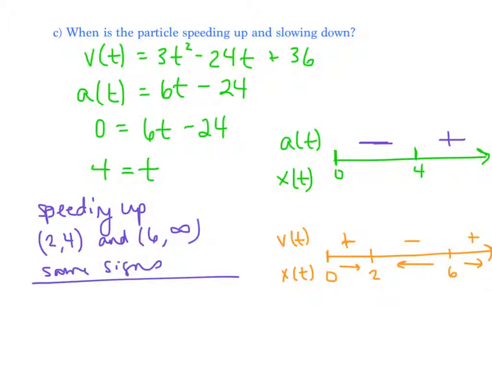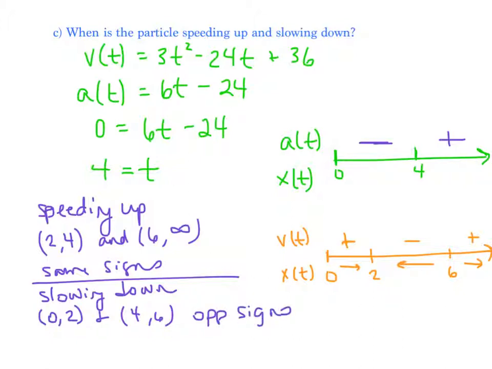Then I can say that the particle is slowing down. That would be when they have opposite signs, so between 0 and 2 and between 4 and 6. And again, I want to tell why that is, so I'd say opposite signs or different signs. If you look at my conclusion here, I'm telling what the conclusion is, that they're speeding up when that happens, and why I'm able to make that conclusion. So make sure you have all 3 of those parts when you make these conclusions.